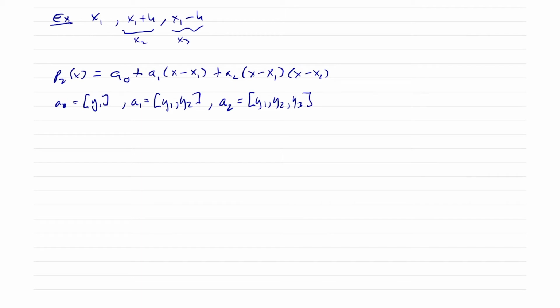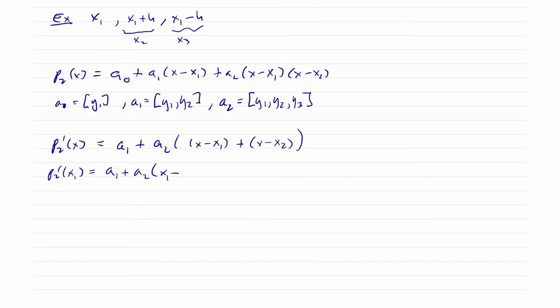Okay, so I'm trying to estimate p2 prime evaluated at x1. Before we evaluate at x1, let's just take the derivative. It's going to be a1 plus a2 times x minus x1 plus x minus x2. And then evaluated at x1 gives me a1 plus a2 times x1 minus x2.